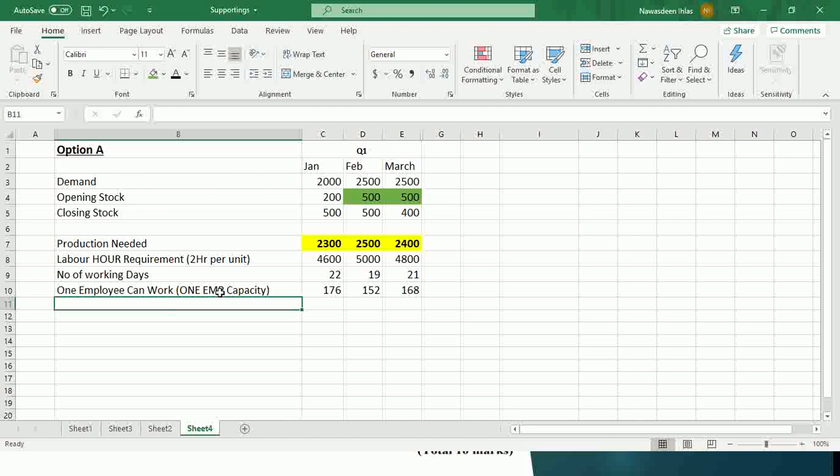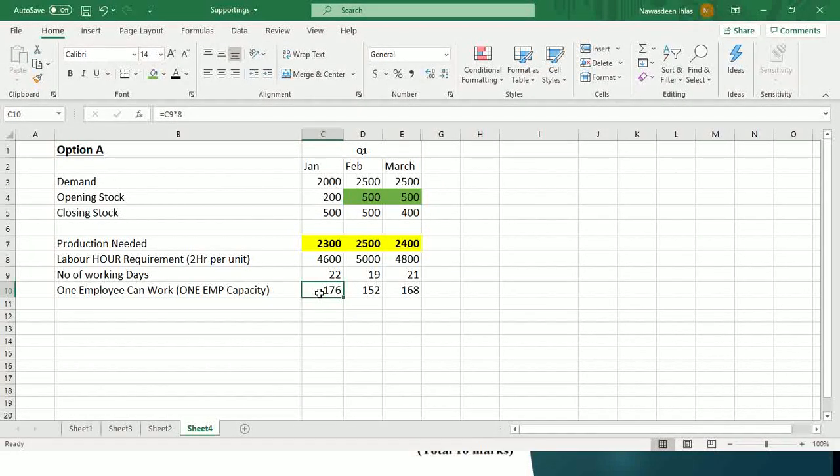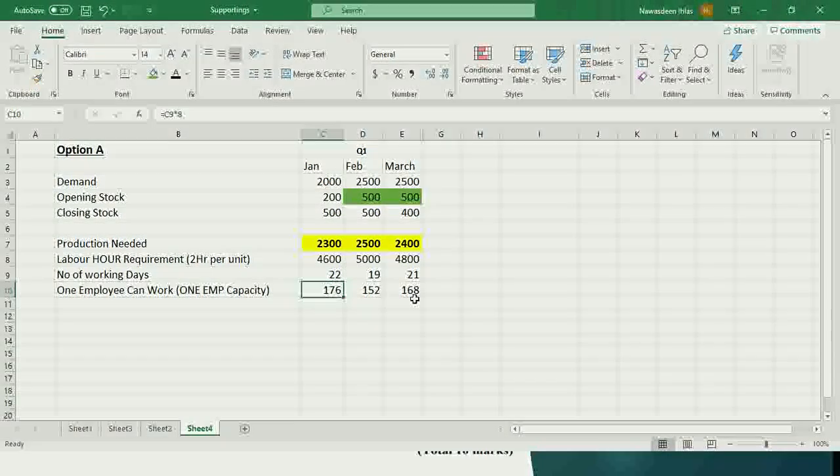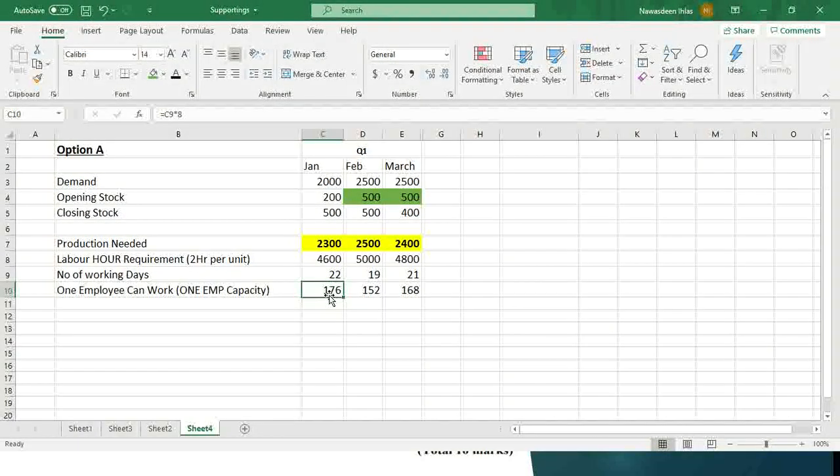For 1 month, per day, one employee's capacity is 8 hours. For 1 month, he can work 22 days, which means 22 into 8, 19 into 8, 21 into 8, which means this is the one employee's maximum capacity for these months.